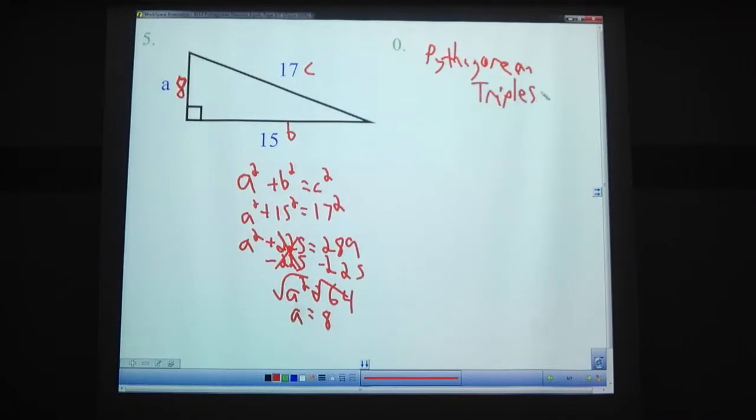Some people ask me, how do I figure out the triples? I'm not sure how to figure those out. It's not something you figure out. It's something that you have memorized. It'd be like if someone asked me, how do you figure out 5 plus 5? Well, I just know that 5 plus 5 is 10. I guess to figure it out, I could count it up.